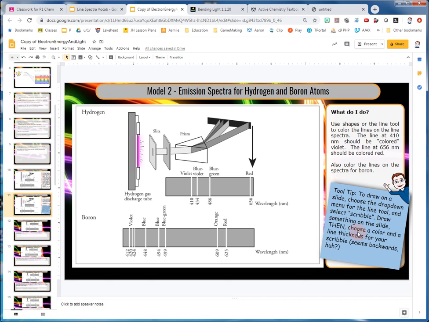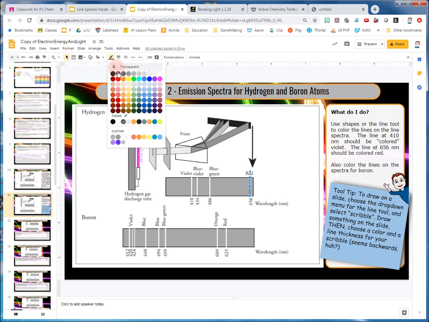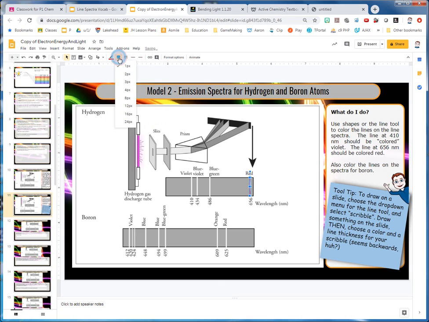My tool tip here. I had a little trouble figuring this out myself, but you can actually come up here to the line tool and go to scribble. And then this will allow you to draw on here, basically. I can hold the left mouse button down and then release it. And then afterwards, that's when I choose the color and choose the line width. And there we go. So you could do it like that.